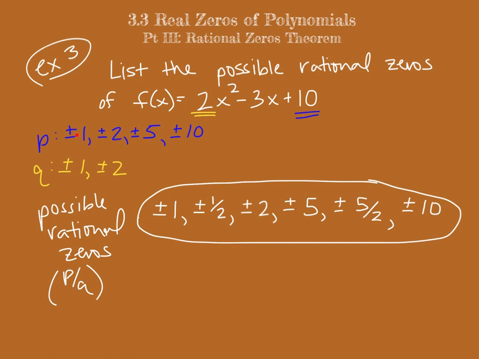So note, yes, you might think, hey, here's 4 p's and 2 q's, I should have 8 combinations of them, but I actually only have 6 because 2 of them ended up being repeats. The 2 over 2 was 1 listed again, and the 10 over 2 was 5, which we already listed. So if there are any rational zeros of this function, they're one of these rational numbers.